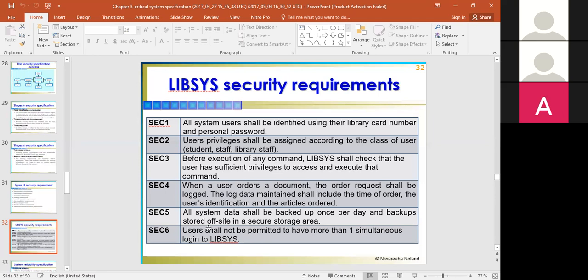So you can see what happens here. Now, if you look at 6: users shall not be permitted to have more than one simultaneous login to LIBSYS. That requirement is trying to avoid an external attacker, a hacker, or any kind of adversary who copies the password that is being used at that very moment, so that they can get into the system.